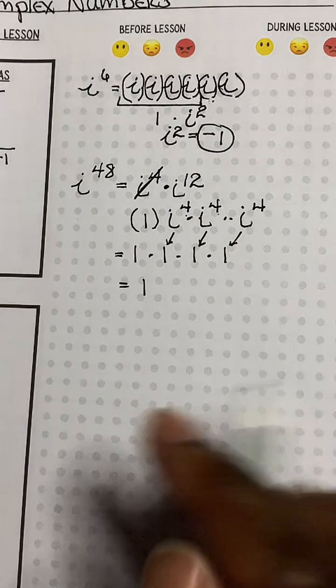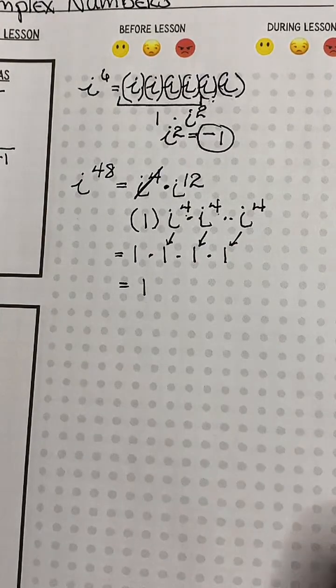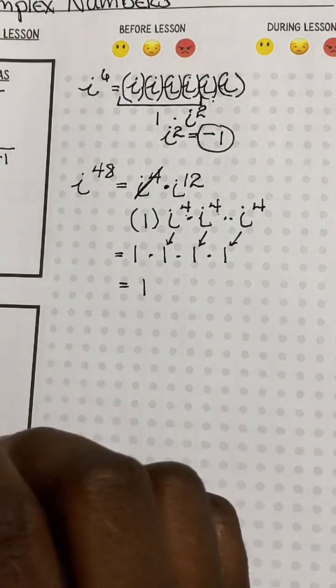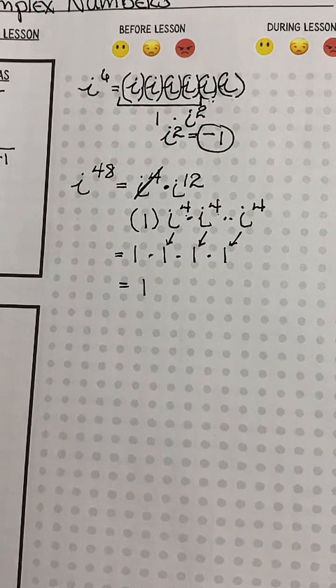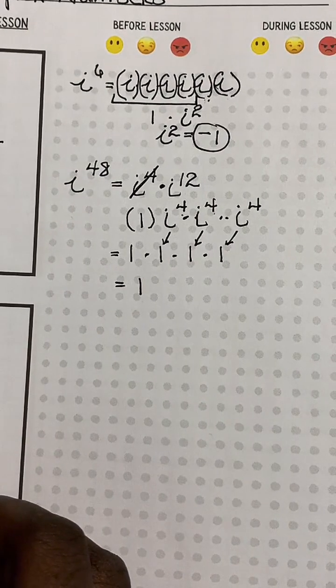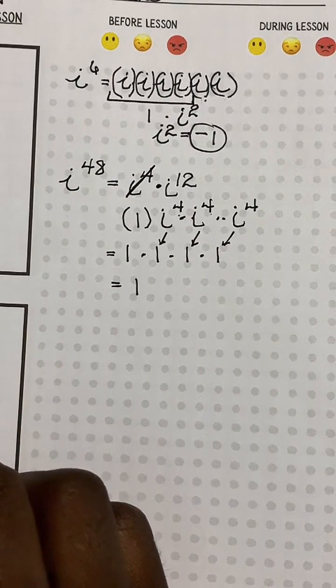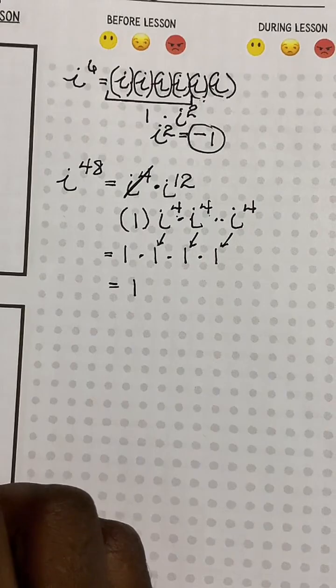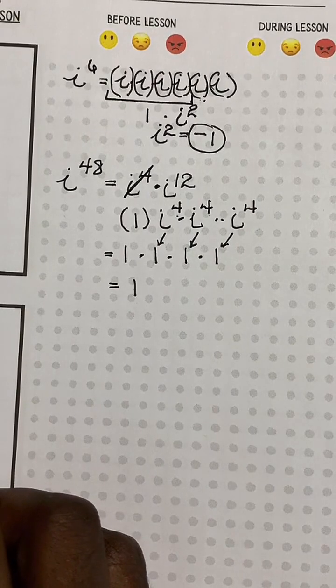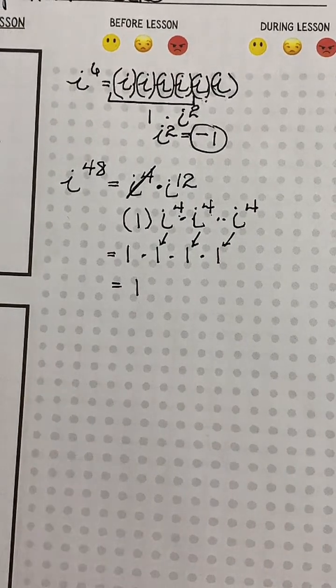So instead of writing out 48 i's, which is insane, no, try to group them in 4s, okay? If it gives you a decimal, we're going to try to round down. What is that whole number? How many of those whole numbers are there?